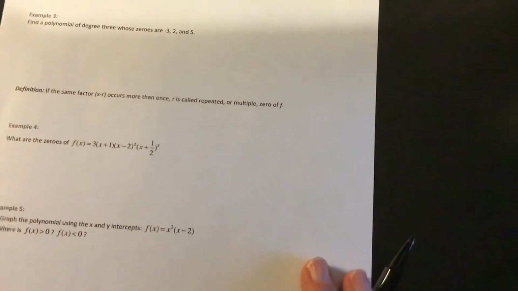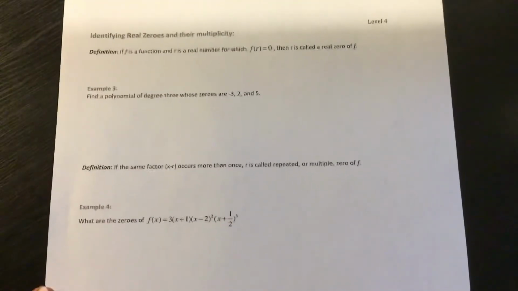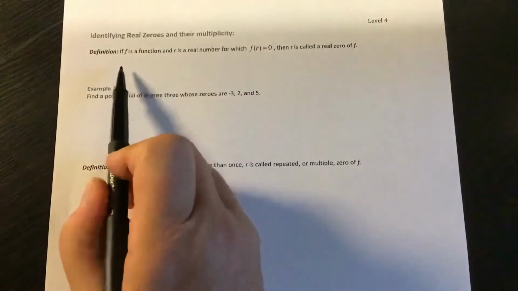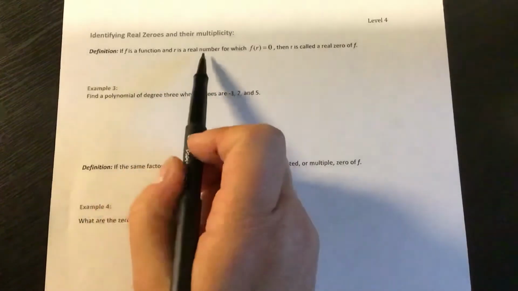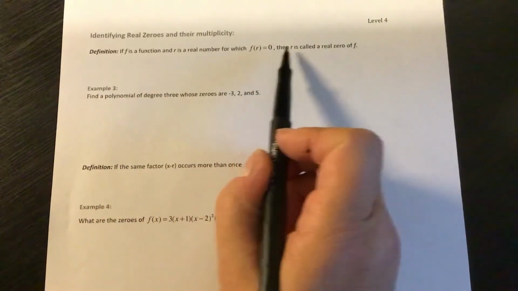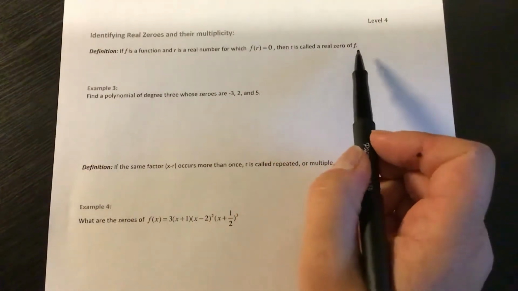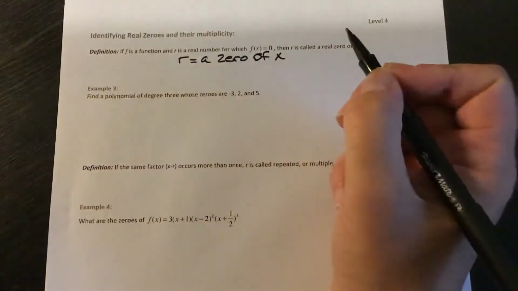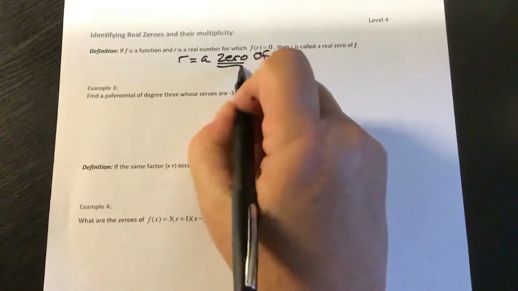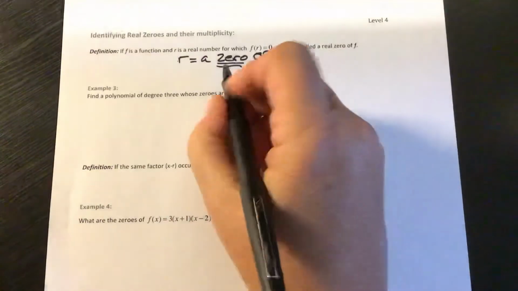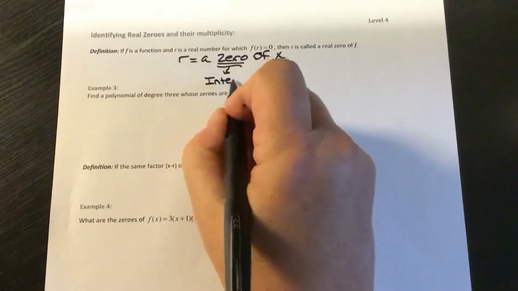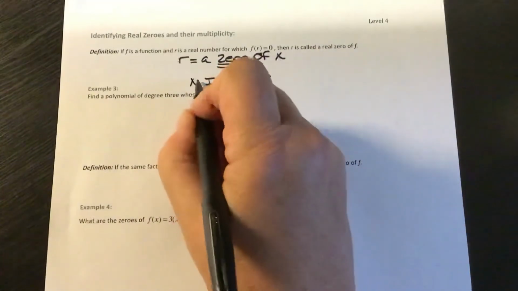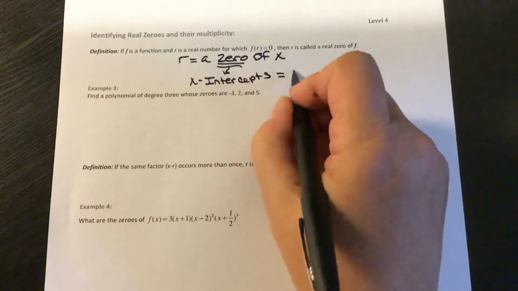In the next part, we are going to look at identifying real zeros and their multiplicity. So here's a definition. It says, if f is a function and r is a real number for which f of r equals 0, then r is called a real zero of f. Okay, so r is a 0 of x. Now, we use this word 0 interchangeably to recognize intercepts. So these are actually x-intercepts, and we also call them roots.